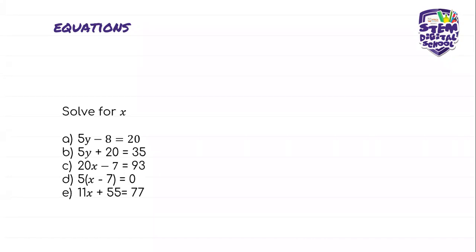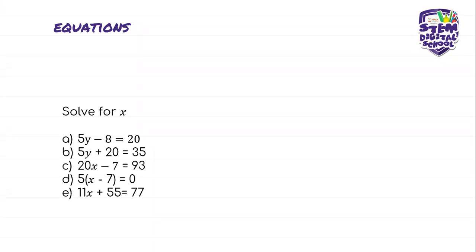Okay, sir. So A is 5y minus 8 equals 20. I took the 8 and I moved it to the right side, then it became positive. So it was 20 plus 8. That is 5y equals 20 plus 8. Then I got 28. So 28 divided by 5, you get 5.6. That's the answer I got at the end.